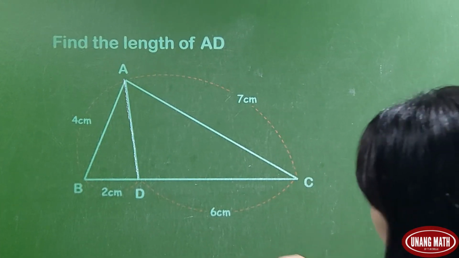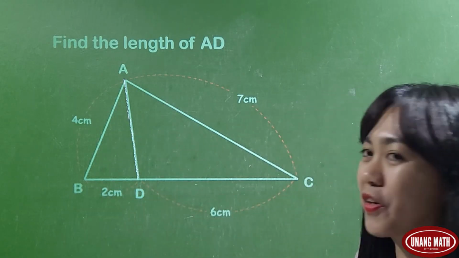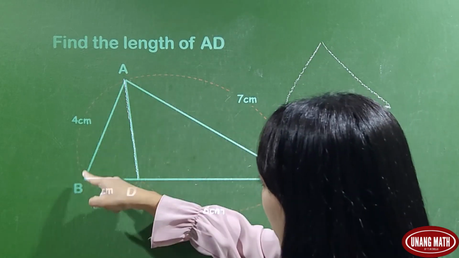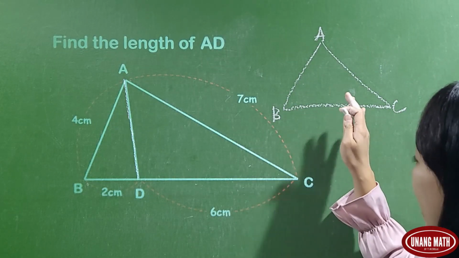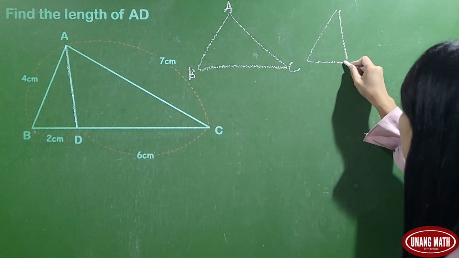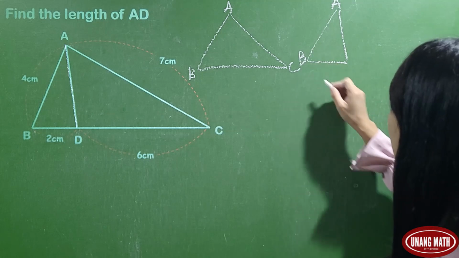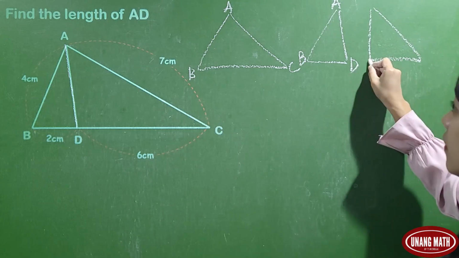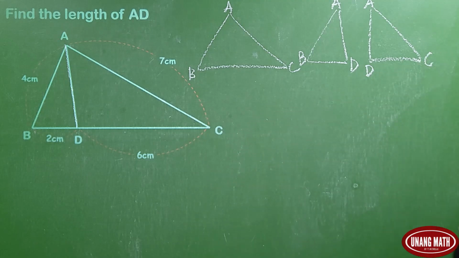As you can see, we have this triangle and inside we have two smaller triangles. Okay, let's draw this bigger triangle. So this is point A, this is B, and this is C. And inside, we have two smaller triangles. So this is point A, B, D. And we also have this triangle, so this is point A, this is D, and this is C.